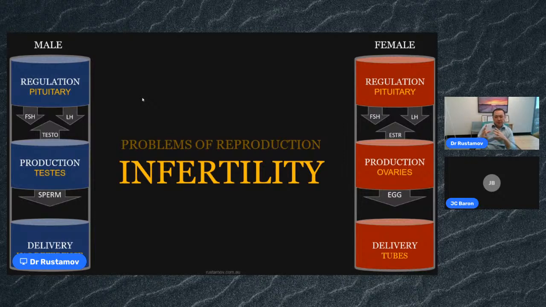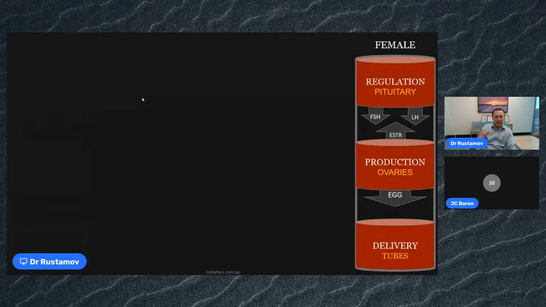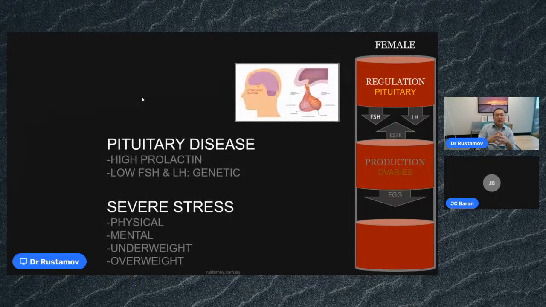Any problem in any of the stages of this production process can cause infertility. Today we will not cover male fertility. This week we will start the male series and discuss the causes of male infertility in much more detail. Today we will focus on causes of female infertility. So, we start again from the top. In terms of regulation level, what could cause infertility?